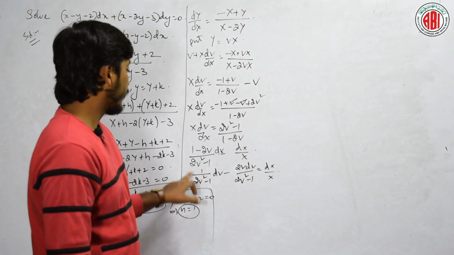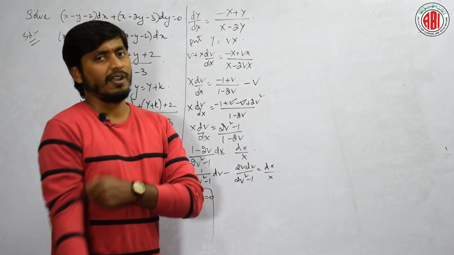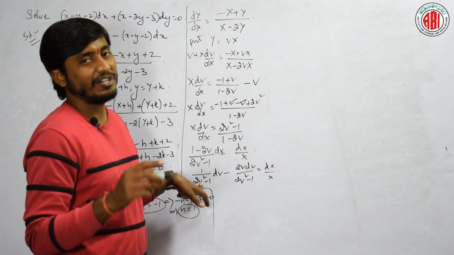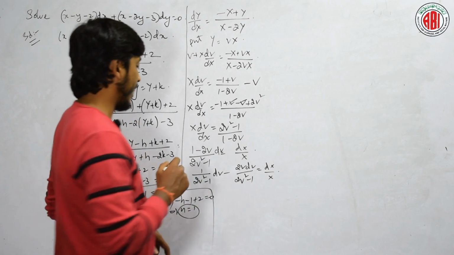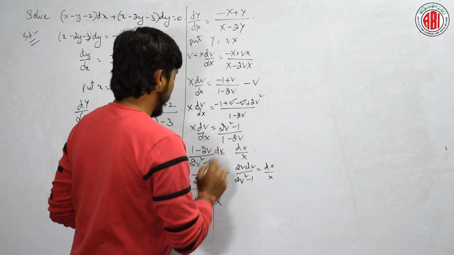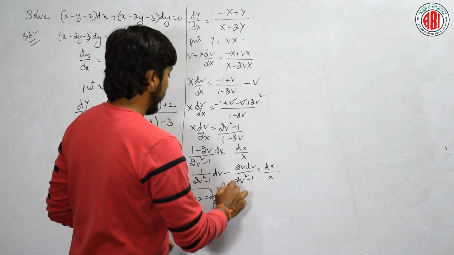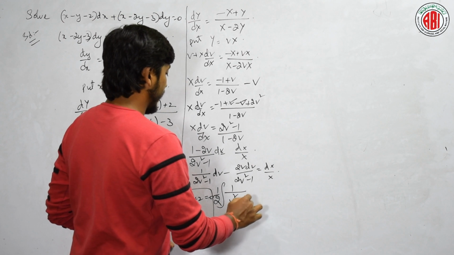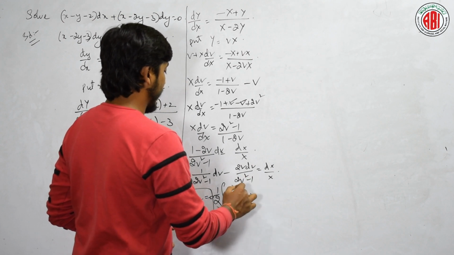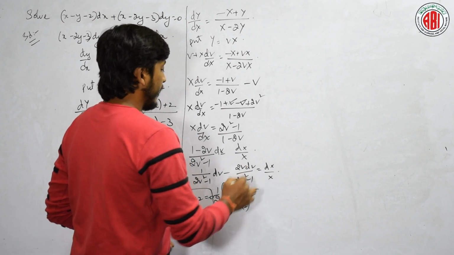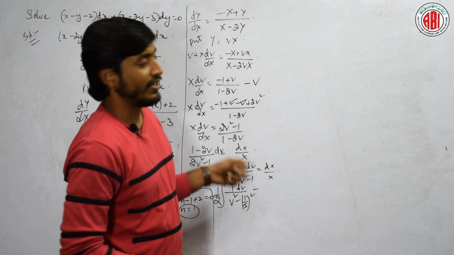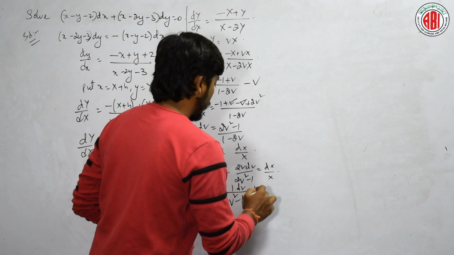Just see here, 1 by 2v square minus 1. How do we integrate this? First, we have to make v square coefficient of 1, and again you remember the standard functions, right. 1 by 2 integral 1 by v square minus 1 by 2, that is 1 by root 2 whole square. Is it? Here 2v square ka integration is minus 4v. So, let us multiply and divide by 2.